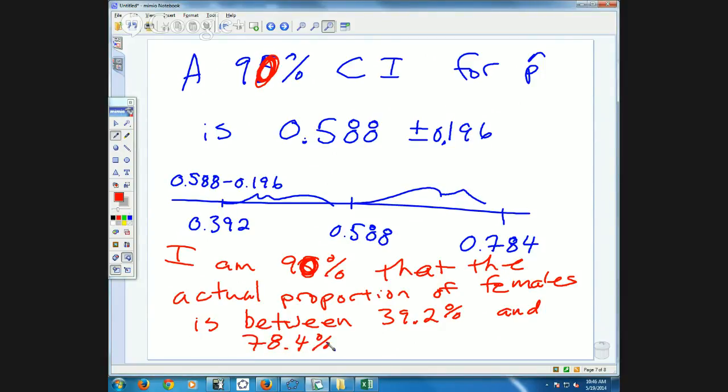So my mom might be pretty happy with that. She's like, oh God, Gary, I'm so glad you're 90% confident that the actual number's in this. My stepfather would say, what do you mean 90% confident? What the hell does that mean, Gary?